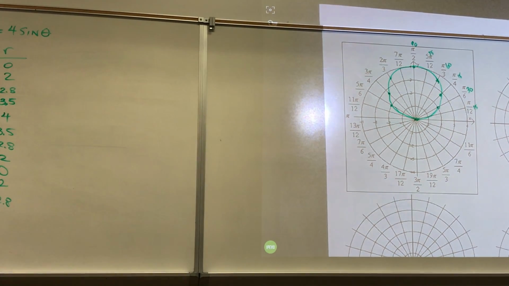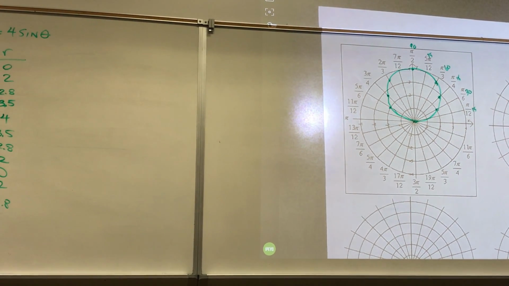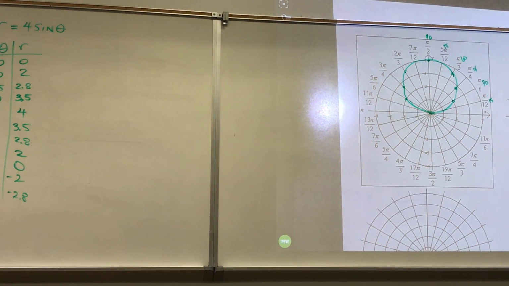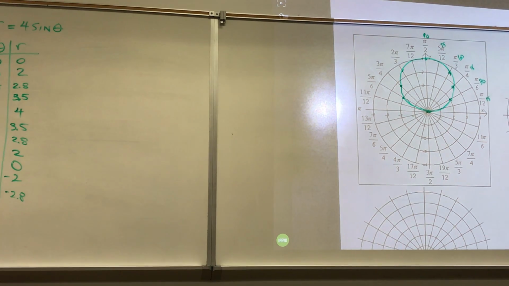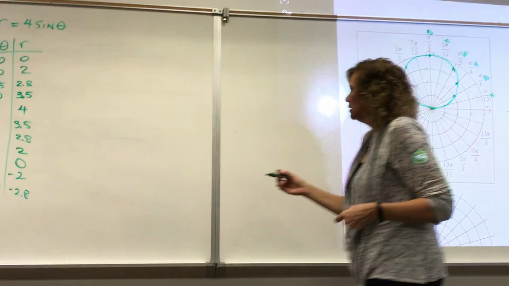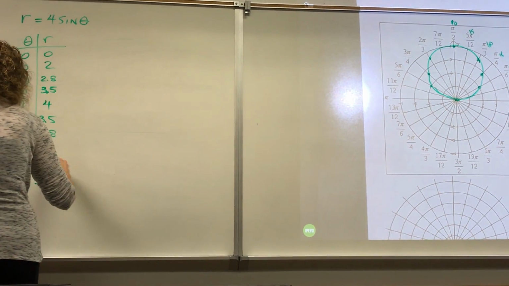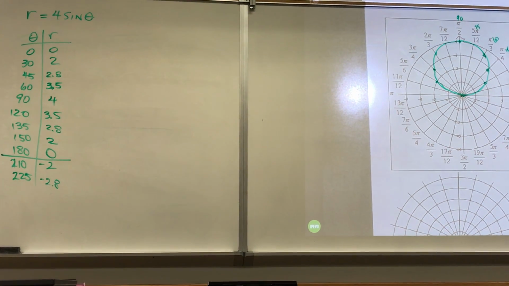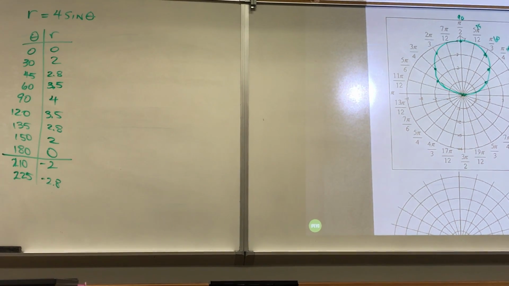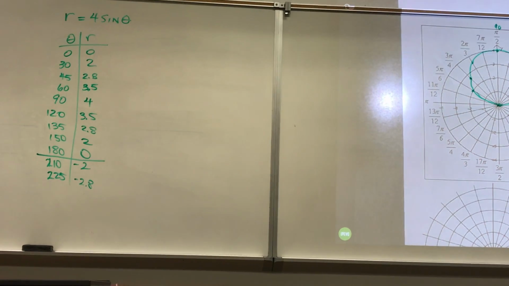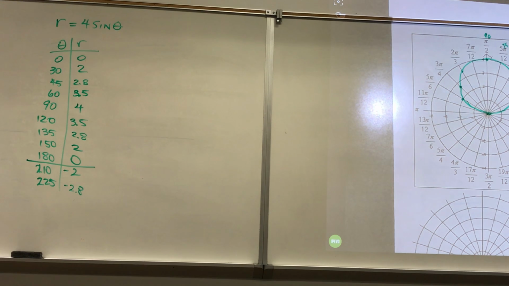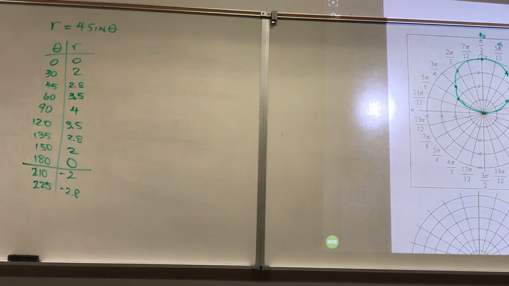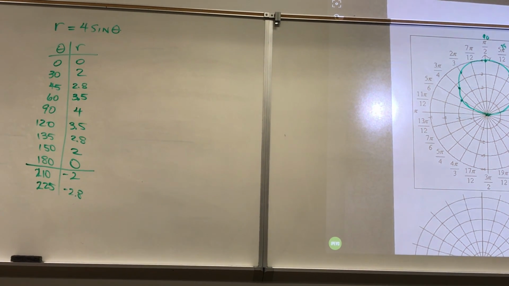Your polar graphs, with the exception of spirals, will overlap upon themselves after a certain length of time. Here it took 180 degrees to create the full graph. If we graphed the points from 181 through 360, we're just going to go around it again. Some of your homework problems will need 360 degrees to graph.